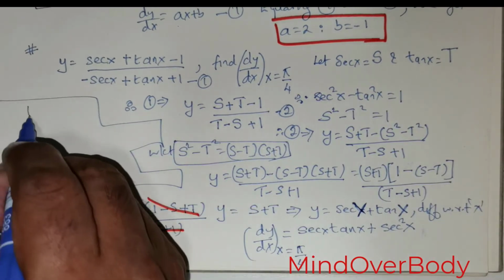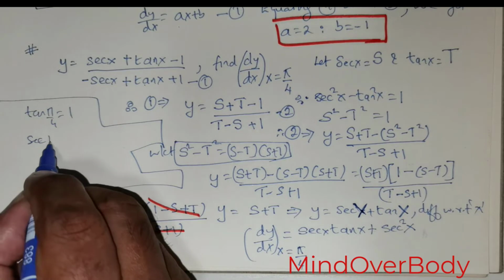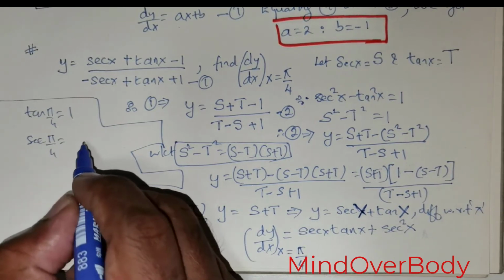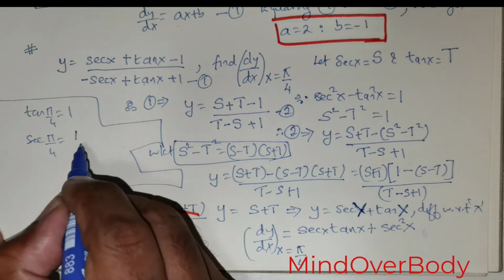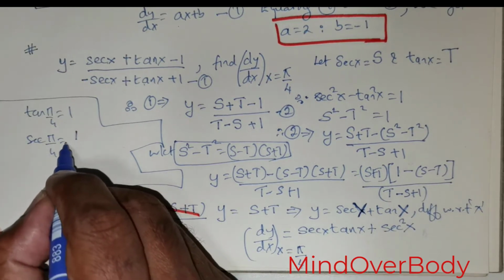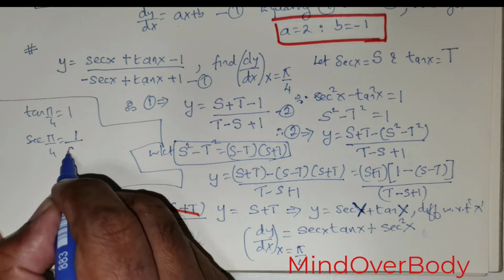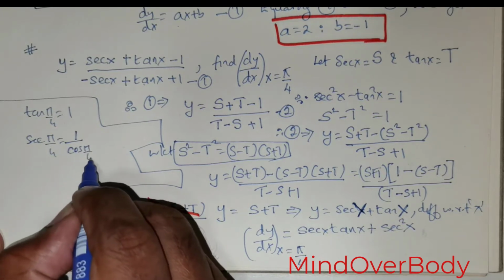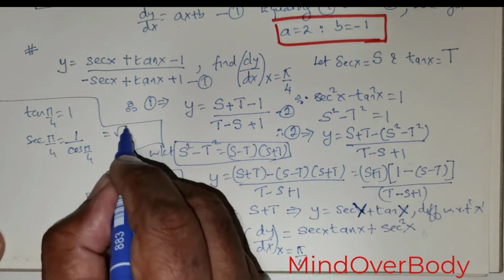Now tan pi over 4 is 1, and secant pi over 4, what is secant pi over 4? It's 45 degrees, right? So that is going to give me root 2. Why root 2? Because secant pi over 4 can be rewritten as 1 over cos pi over 4. Cos pi over 4 is 1 over root 2, so when you flip it you get root 2.